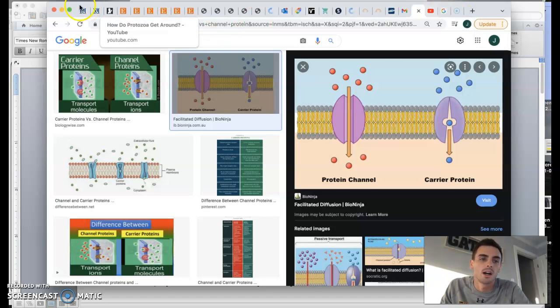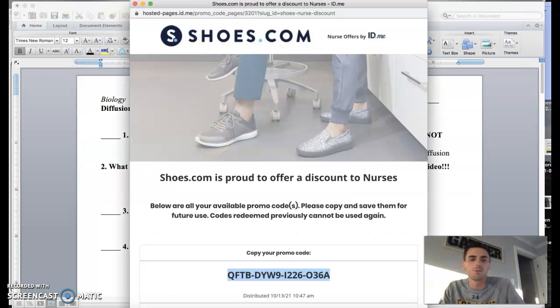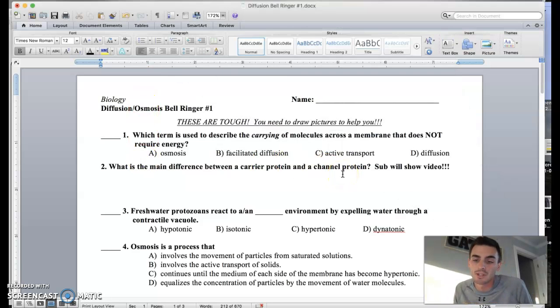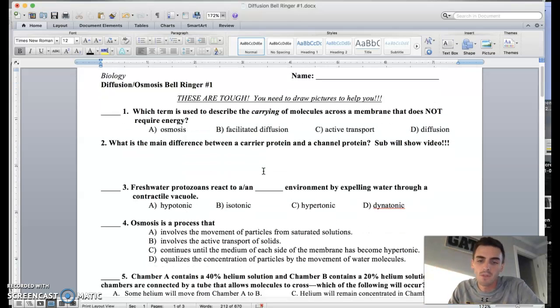The main difference between a carrier protein and a channel protein: they're both types of facilitated diffusion, but a channel protein just has a little groove, where a carrier protein changes shape to get things across the membrane.